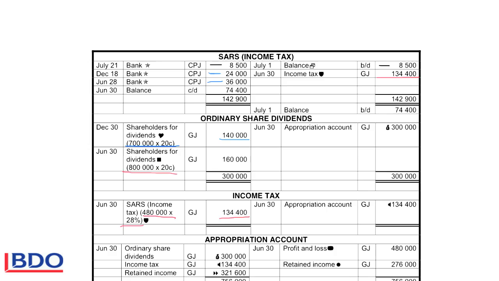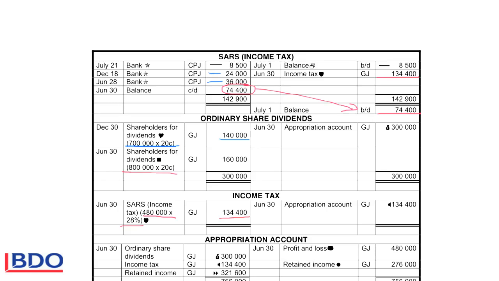400,000 shares were sold at R5, which gave me 2 million rand. 300,000 times R6, 1.8 million. 100,000 times R6.50, 650,000. So the total number of shares that was issued is 800,000. The total capital that was received was 4,450,000. So if I divide it, I work out what the average price per share is.